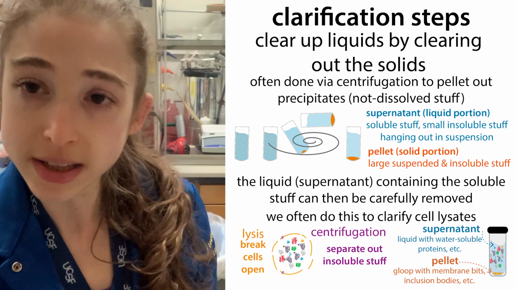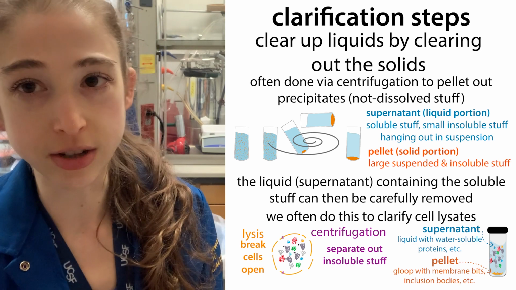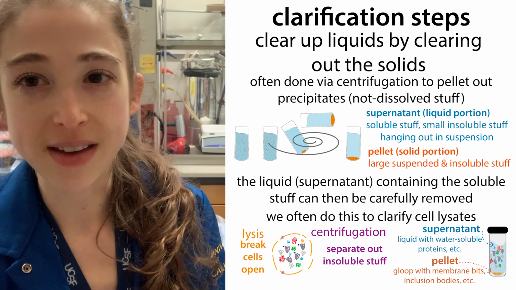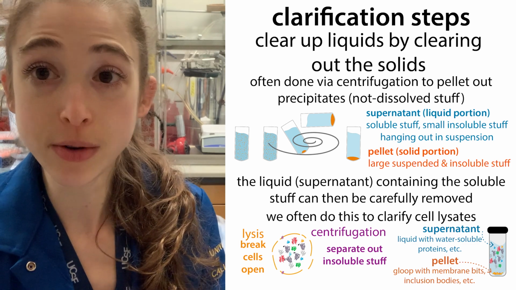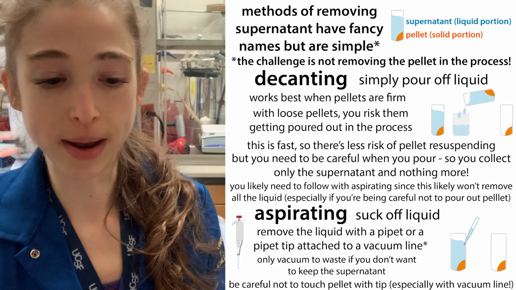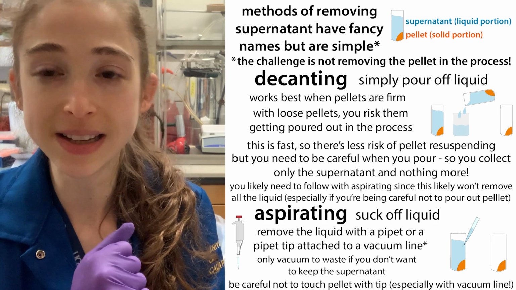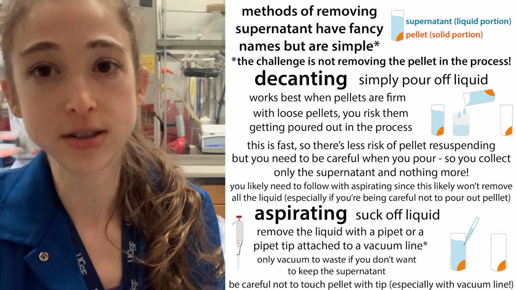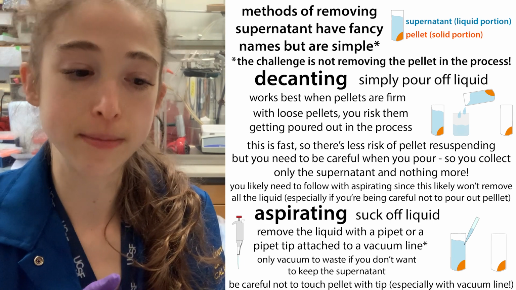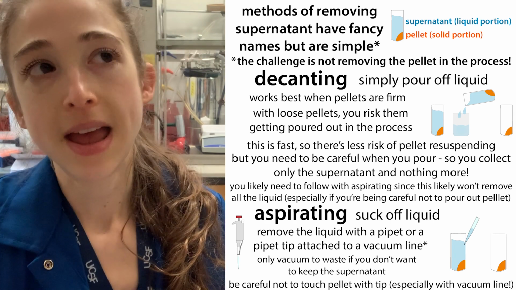And commonly we're doing this clarification with just centrifugation to spin out all that heavy stuff, and then you're left with that nice clear liquid, the supernatant. And depending on how solid the pellet is, you might either decant it, so pour off that supernatant, or pipette it out, so aspirate it.